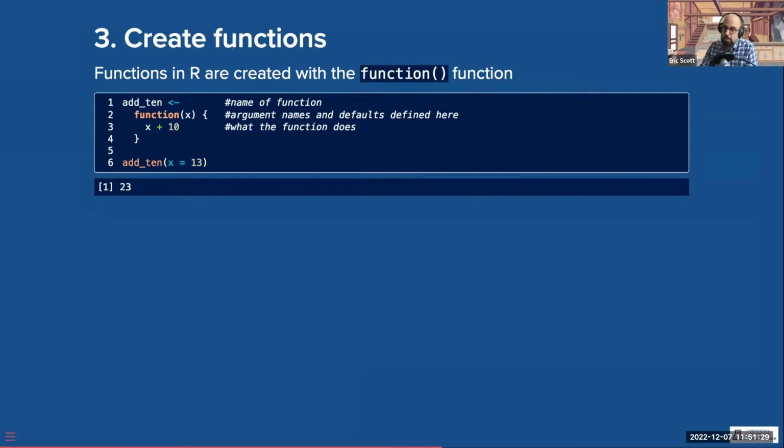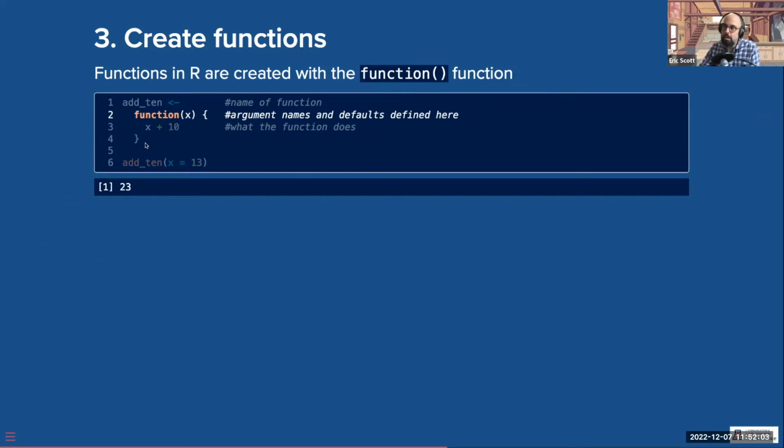So functions in R are created with the function keyword, which is fun to say. And this is the structure of an R function. So we start by giving it a name and using this assignment arrow. And so here in this super simple example, I'm making a function called add_10. And we assign to it the function, with, in parentheses, this is where we define whatever arguments we want that function to have. So in this case, just x.